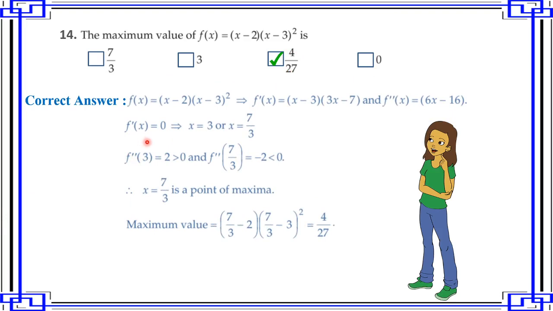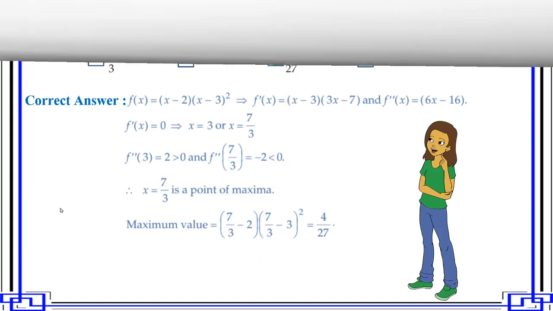The maximum value of this: here no interval is given, so we just do it the way we usually do. First derivative, equate with 0, critical points, put the values in the second derivative. It is coming less than 0, so it is a point of local maxima, and find the maximum value. It is 4 by 27.